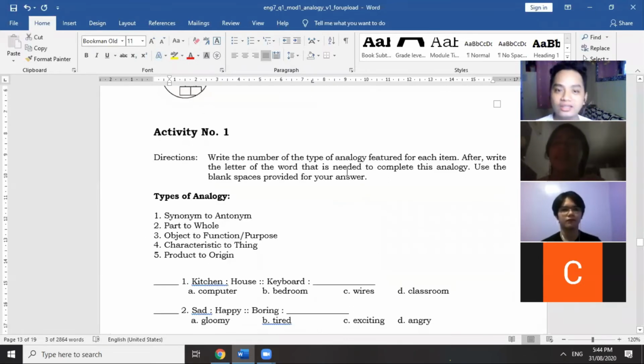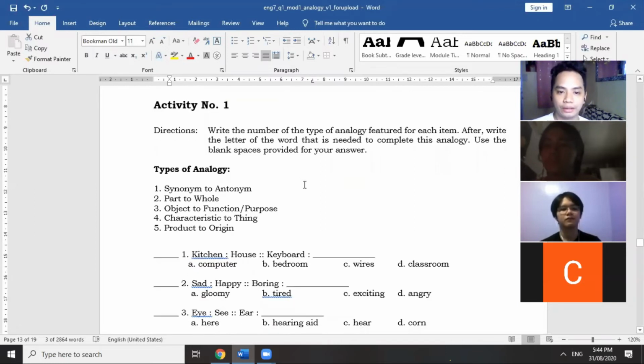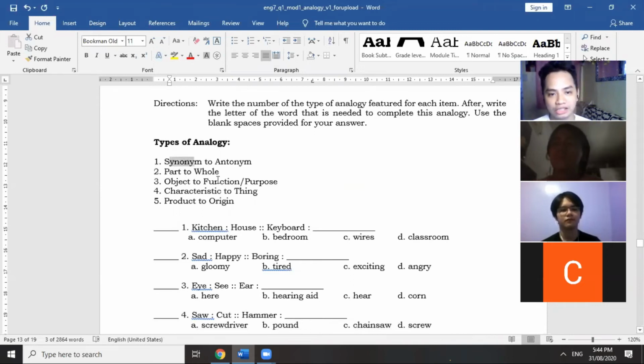What's more, activity number 1. Write the number of the type of analogy featured for each item. After, write the letter of the word that is needed to complete this analogy. Use the blank spaces provided for your answer. Okay, here are the types of analogy. And you need to identify which relates to each number. Are we good with that?